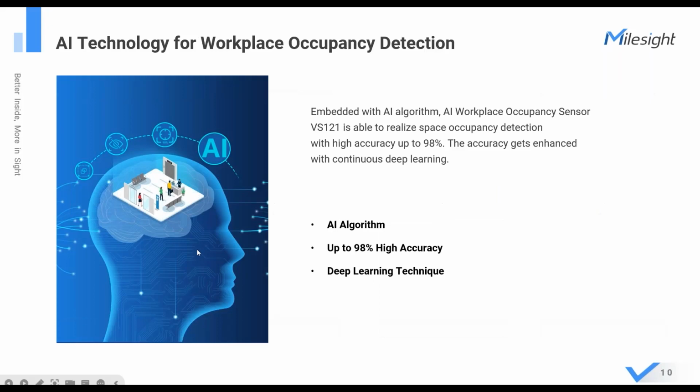So let me explain to you our technologies. The first technology Milesight has adopted for innovating our occupancy sensor VS121 is the embedded AI algorithm. Specifically, it could realize space occupancy detection with high accuracy of up to 98% and could do deep learning for enhancement. Combining AI and LoRaWAN technologies, the VS121 occupancy sensor could keep a 100% anonymous rate while detecting.